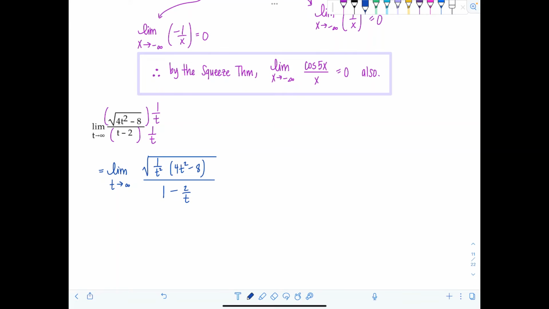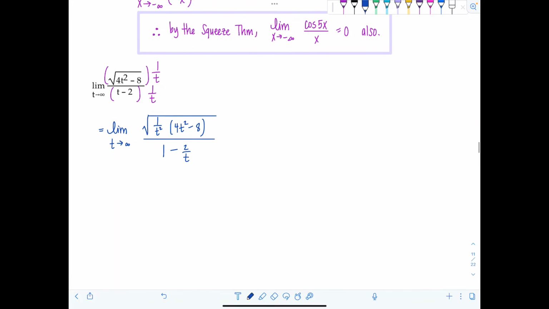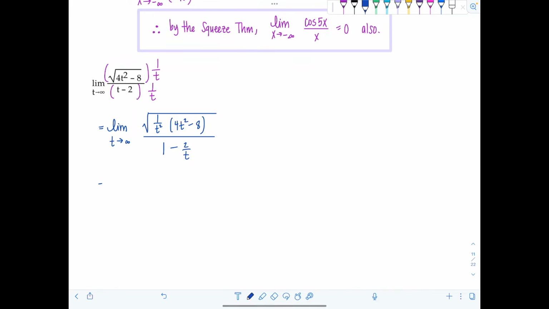Okay? Now you do have to be careful sometimes. In this case, t is going to positive infinity. So square root of 4t squared, that's going to be absolute value of 2t, which is going to be positive because we're going to positive infinity. But if you need a little more clarification on some of the nuances, I'll link a video here where I talk about it. Okay. So let's distribute the 1 over t squared through underneath the radical.